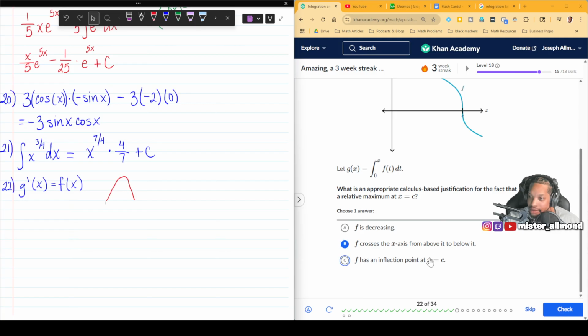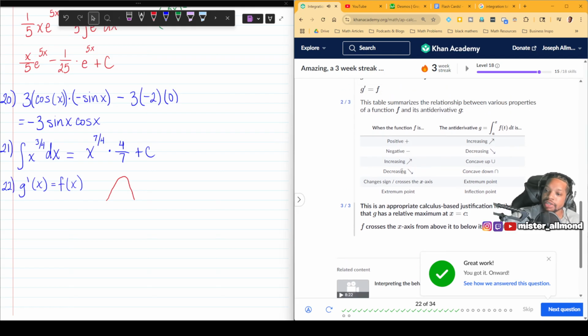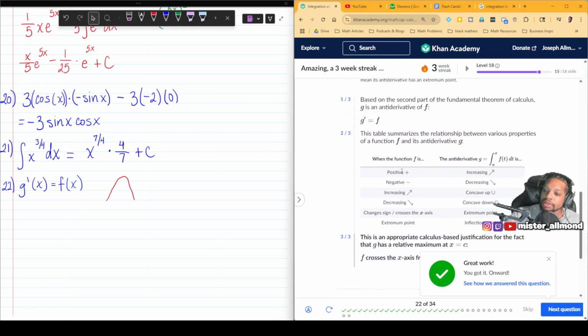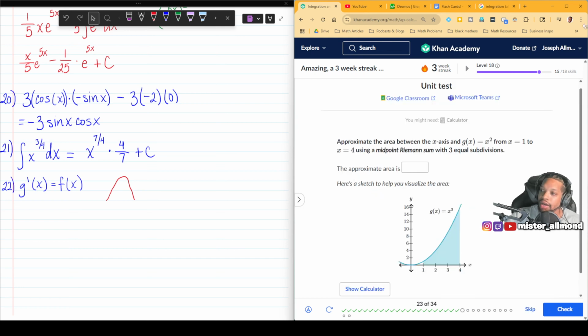Okay, B, yeah, inflection point doesn't specify a maximum, and a decreasing function has no mention of the fact that it touches 0. Okay, I always try to justify my reasoning here. FTC, yeah, basically what we said. All right, let me zoom back in.